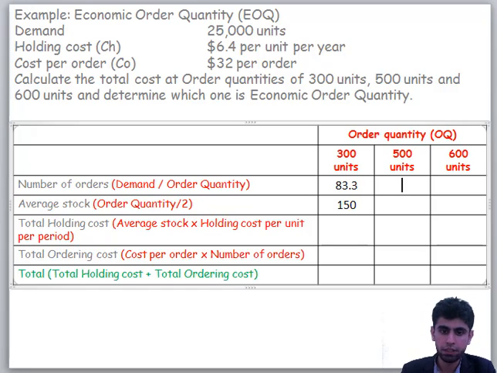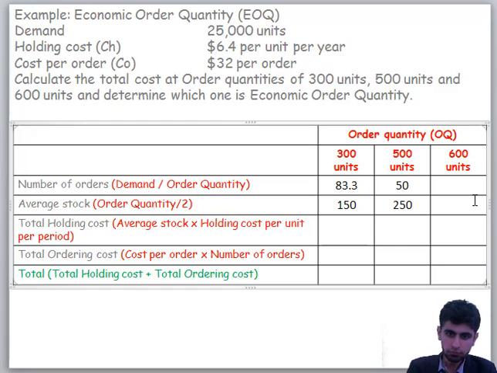Similarly, for 500 units, the number of orders is going to be 25,000 units divided by 500. If you do the calculation, you get 50 orders. Similarly, the average stock is going to be order quantity divided by 2. The order quantity is 500 units, so 500 divided by 2 is 250.